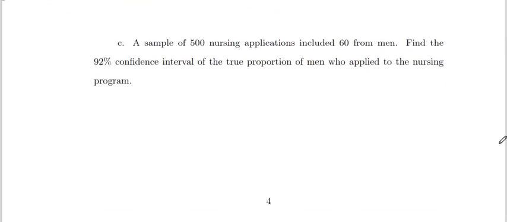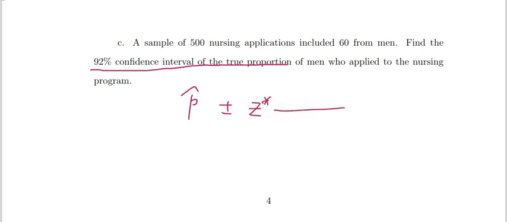For this problem, we want to find a 92% confidence interval for a proportion. For a proportion, we just use the formula p hat plus minus z star. So for proportion, no t star, just z star. Just use the formula, right?